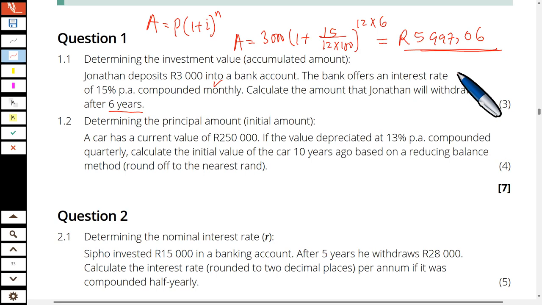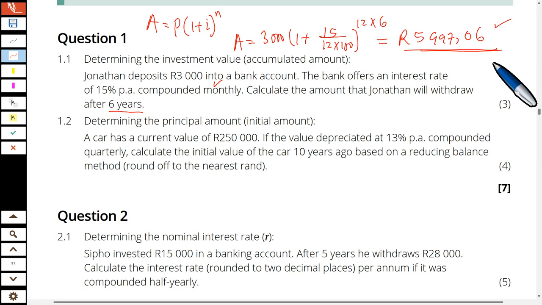In other words, calculate the amount that Jonathan will withdraw after 6 years. So Jonathan will withdraw exactly the amount of 5,997 rand and 6 cents. Okay.